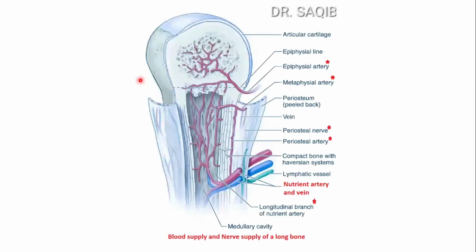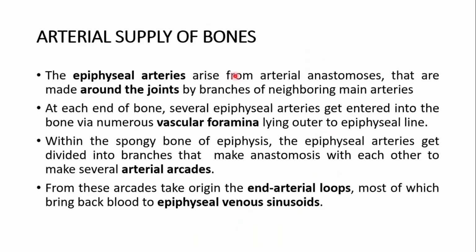The epiphyseal arteries. You see the picture of the epiphyseal artery. This is the epiphyseal artery. This is the epiphysis, the end of a long bone, and this is the epiphyseal artery. They arise from the arterial anastomoses that are made around the joints by branches of the neighboring main arteries.